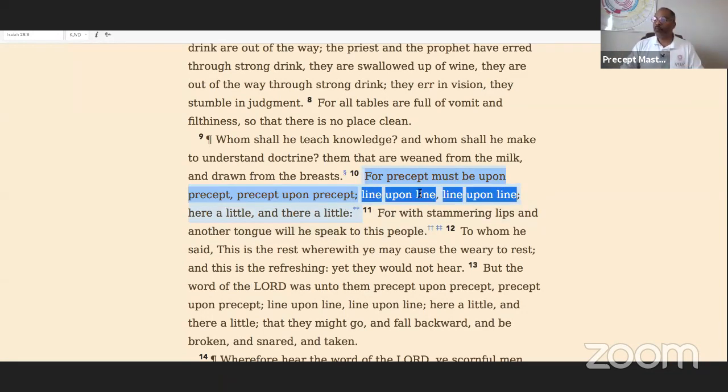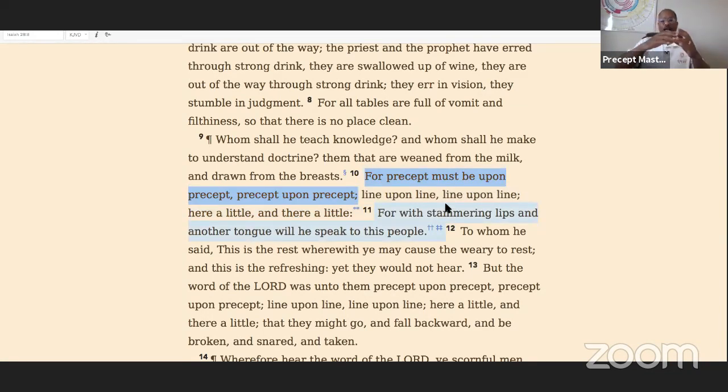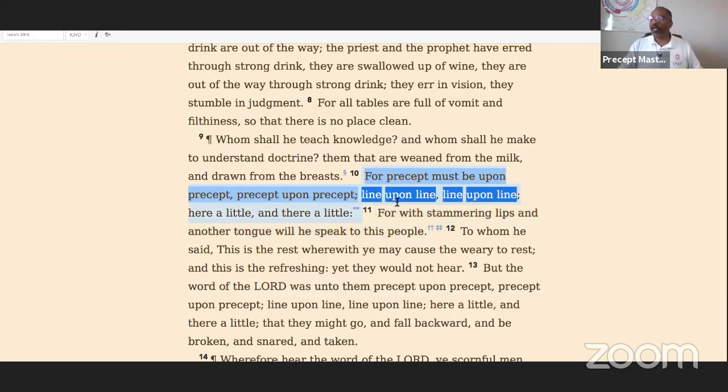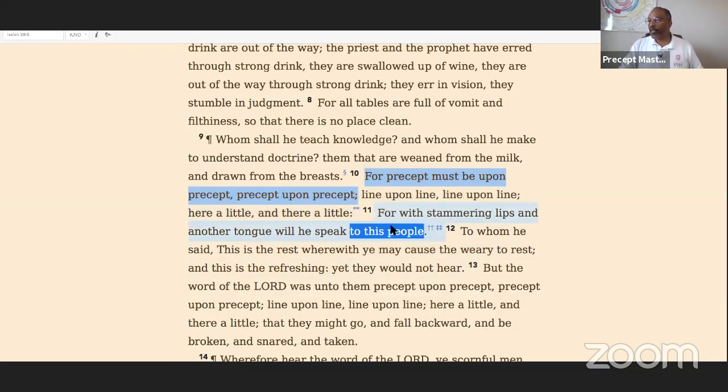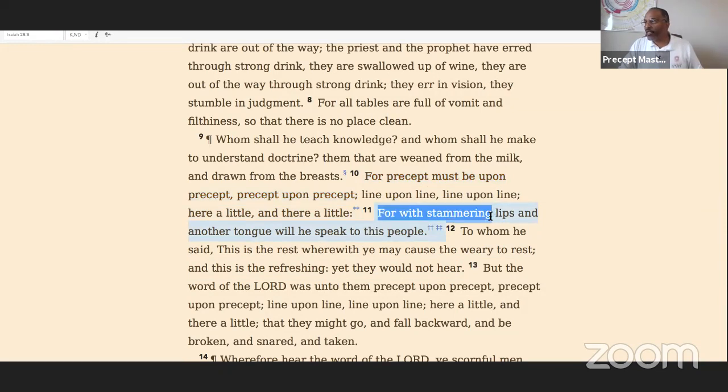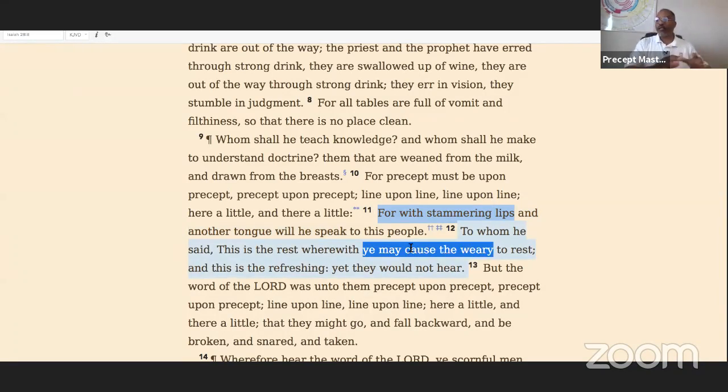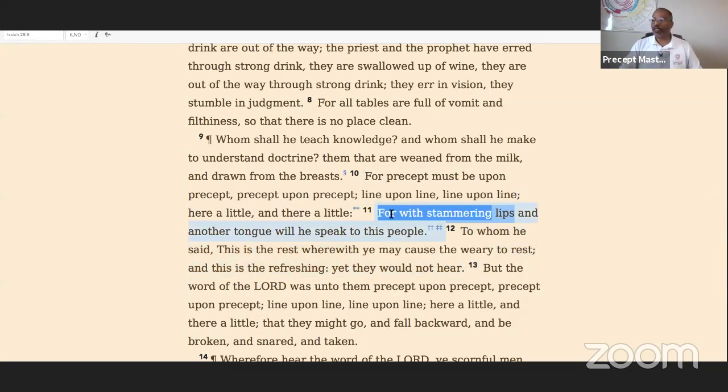So he's saying line upon line, line upon line. So I can take things upon those lines and use those somewhere else. But I can't sit here and say, for stammering lips, I'll just take that part right there and go put it somewhere, because it's not the full thought of what God is pushing. Hopefully that gives you some explanation.